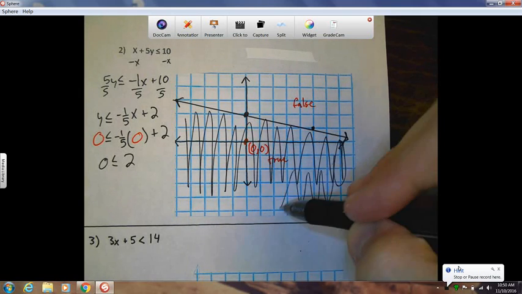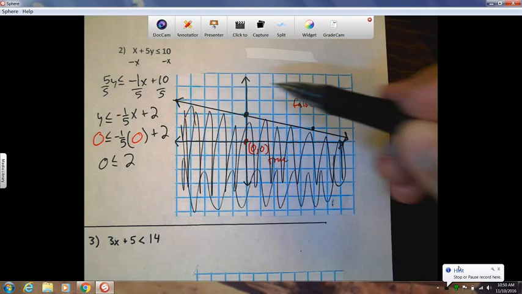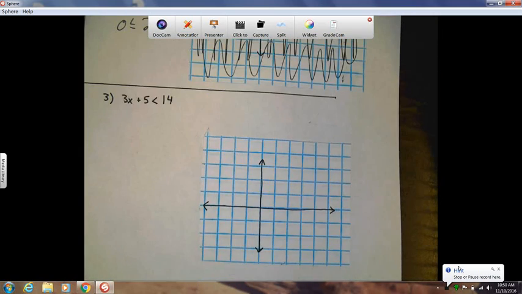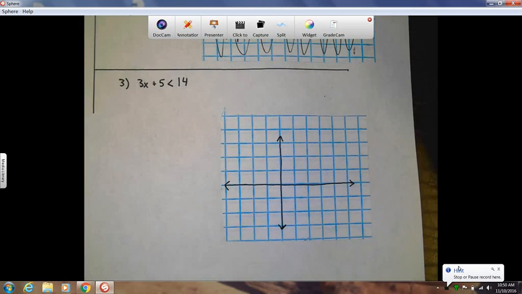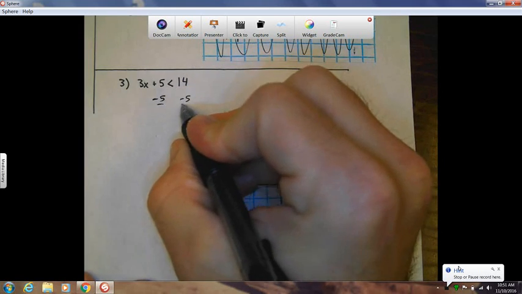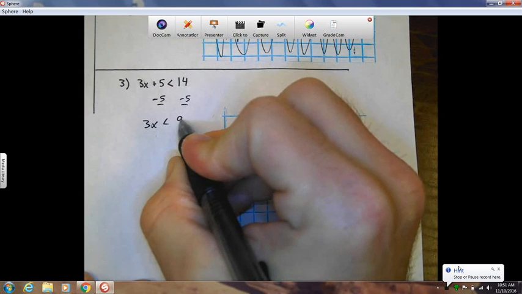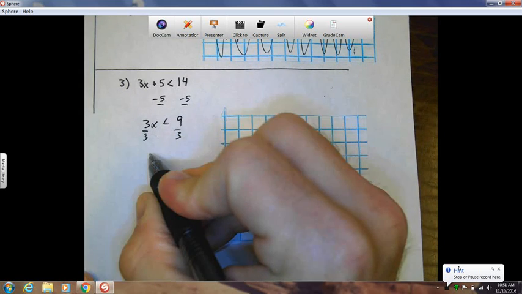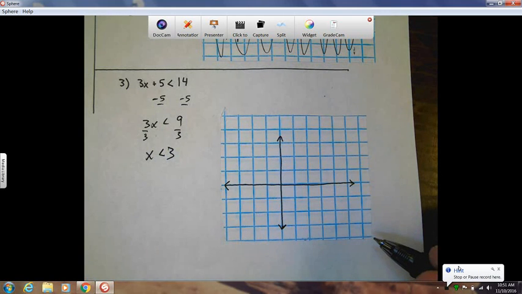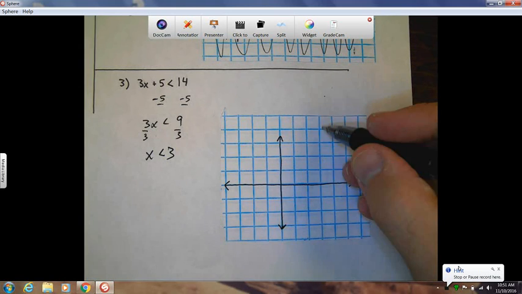Now I have it. Last one. Okay, once again, I need to get it to where I can graph it. Subtract 5 on each side. And divide by 3. So I have x is less than 3. This should be the easiest thing to graph, although people typically struggle with it because they haven't memorized that anything that only has an x is going to be a vertical line with an undefined slope. So here is my boundary.